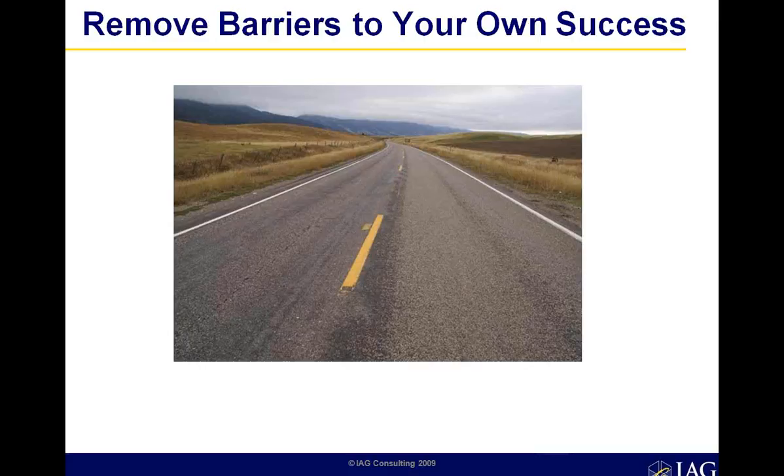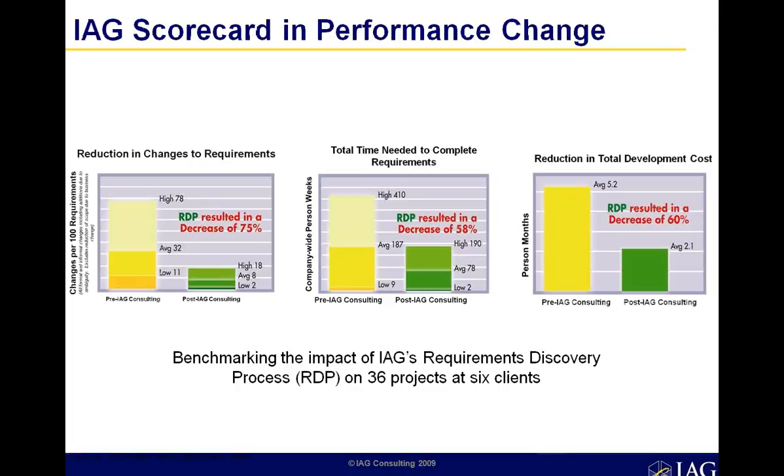First and foremost, I do need to get in your face a little bit and show you that it's possible. The only way I really can do that is to show you some of the results that we achieve with our own clients. Here are some examples. What we've done is baseline everything here. The yellow zone is whatever they were using before, and the green is what they were using with IAG when they used our requirements discovery process. What we're doing is 36 projects across 6 clients, matching up projects of equal size.